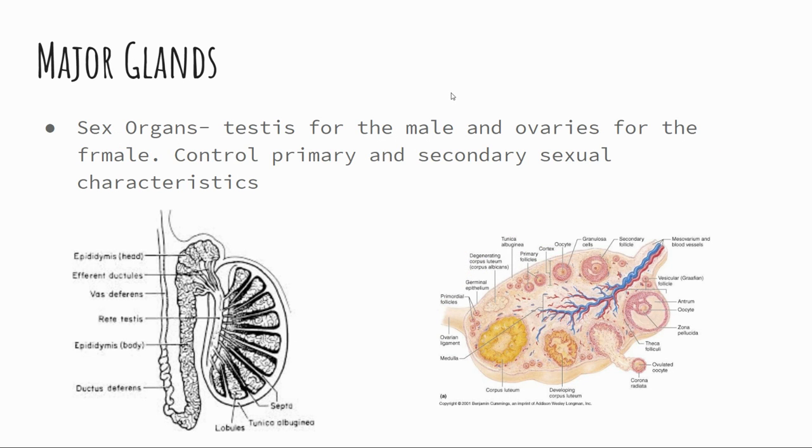Then you have sex organs. So you have testes for the male and ovaries for the female. I misspelled female. They're going to control the primary and secondary sexual characteristics in males and females.